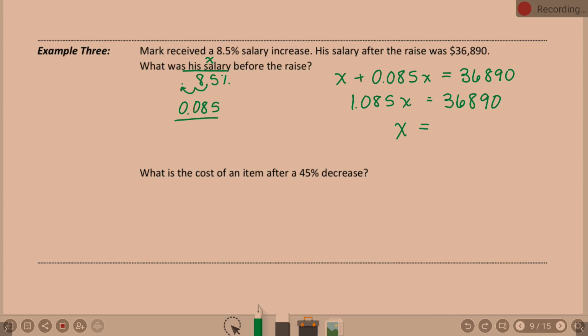It's obviously a calculator problem. What do the calculators say? At least I hope that's what it says. 34,000? I made the numbers come out nice. Now, to check yourself, could you take that 34,000, multiply it by 8.5%, and then add it back to 34,000? Yeah.